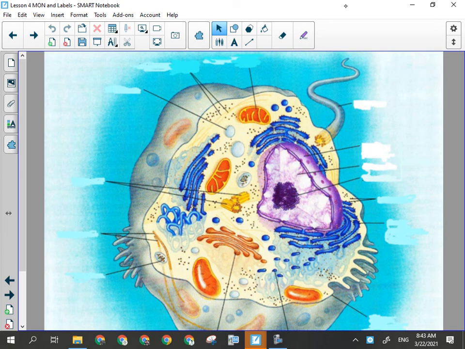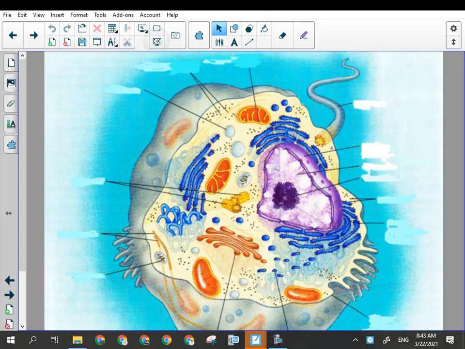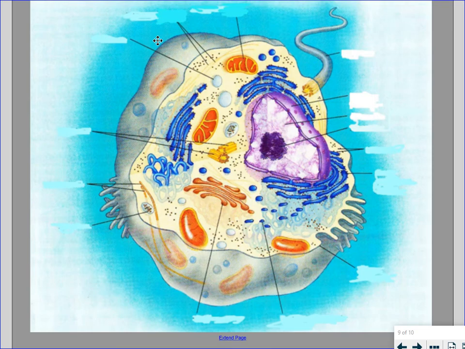Anybody who didn't get one of those on Friday? Anybody else need one? All right, so which one is this, plant or animal? Animal. You better get that right because it's labeled on yours. All right, so we will start out at the top.